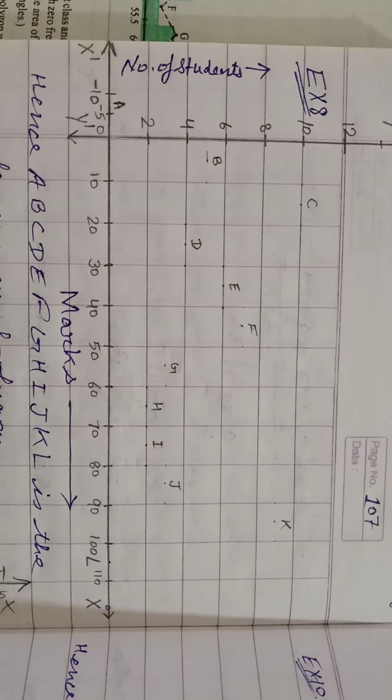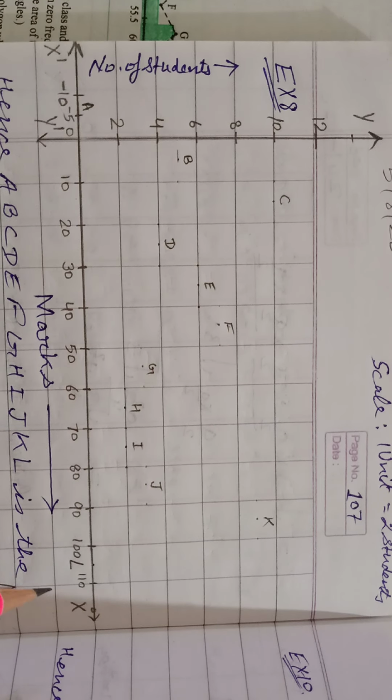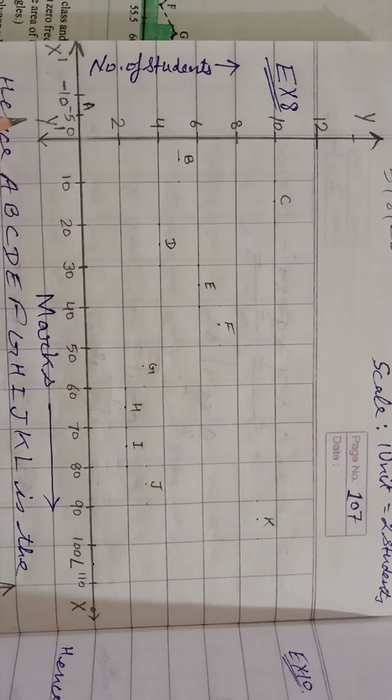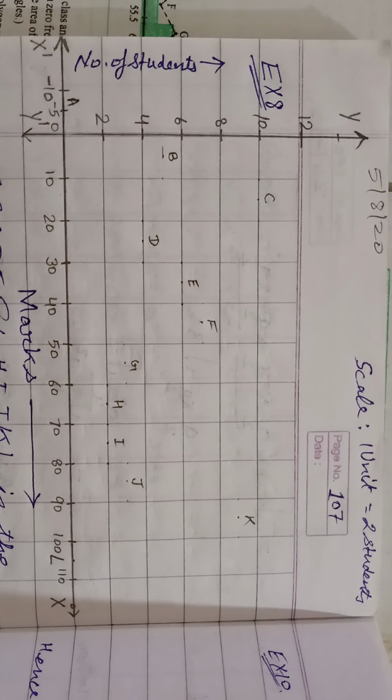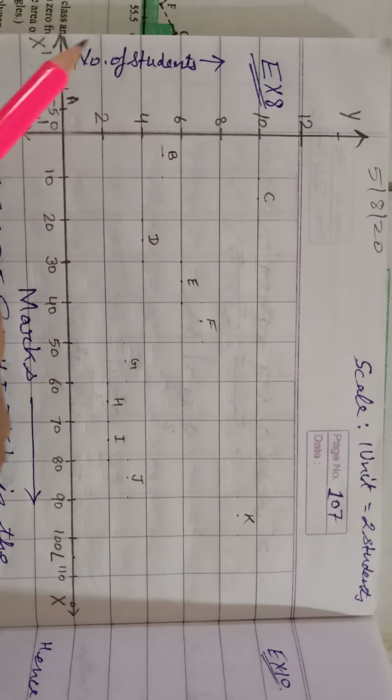Now, first we draw a horizontal line and a vertical line, x and x dash, y and y dash. Now, scale 1 unit equal to 2 students. Number of students shows on the vertical axis and marks show on the x-axis.